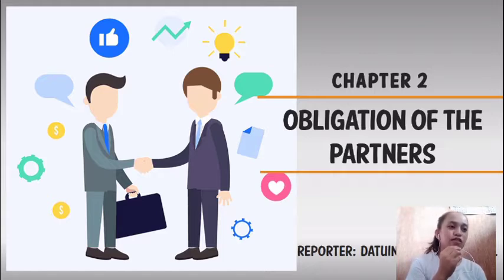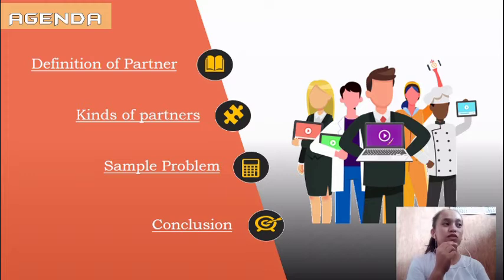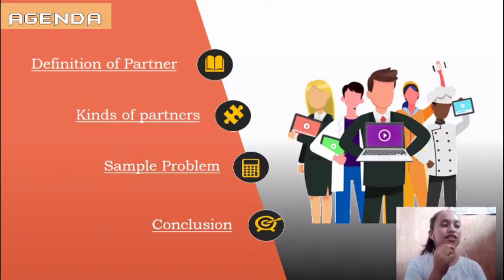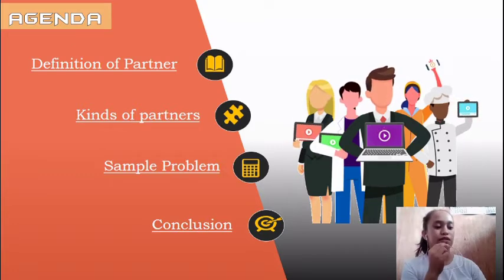We are now done with chapter 1 and we will go to chapter 2, which is entitled Obligation of the Partners. But before anything else, let's discuss the agenda, or what this presentation is all about. The first one is the definition of partner, followed by the kinds of partners. Next is the sample problem, and last, the conclusion.